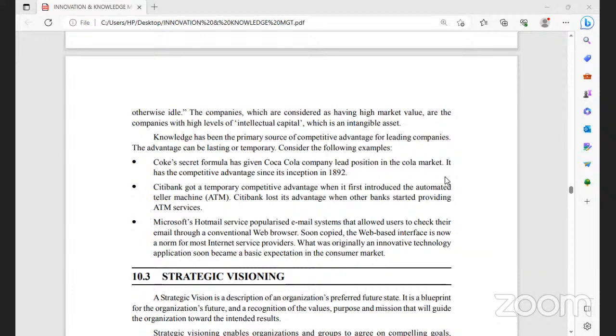Cook's secret formula has given the Coca-Cola company the lead position in the cola market. It has had a competitive advantage since its inception in 1892. Citibank got a temporary competitive advantage when it first introduced the automated teller machine. Like this, Microsoft Hotmail service popularized the email system. They are all case studies relating to this strategic way of implementation of knowledge management in real-time scenarios.